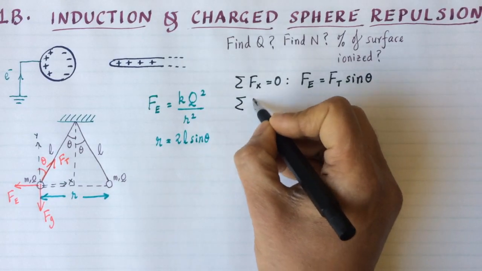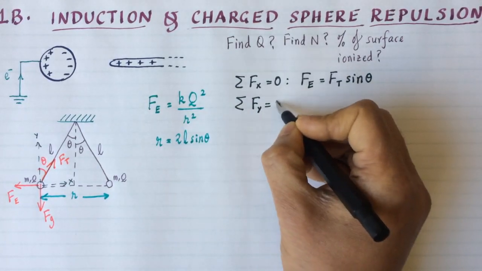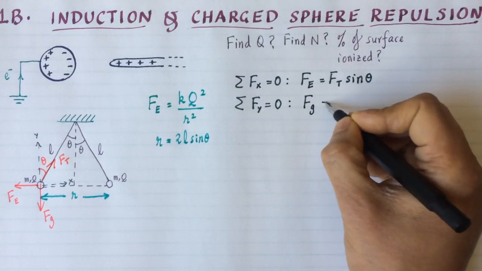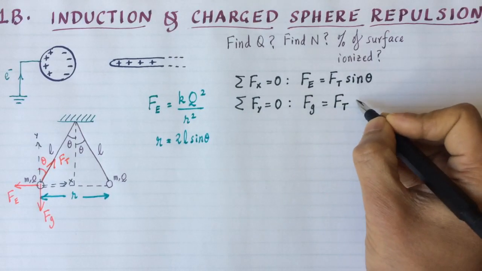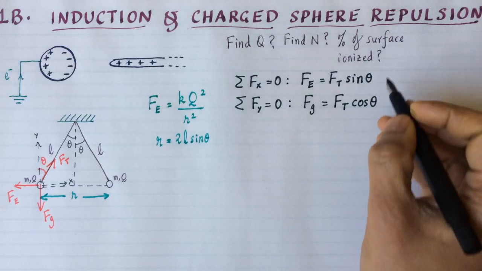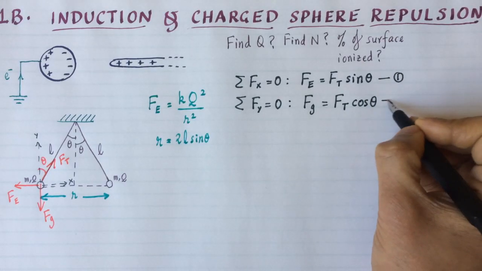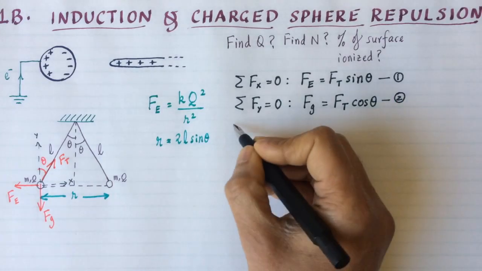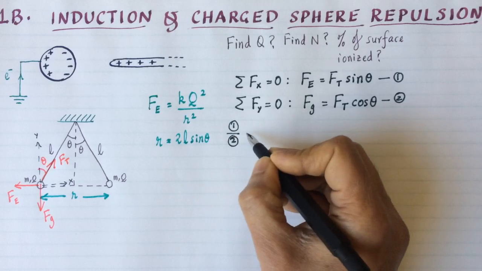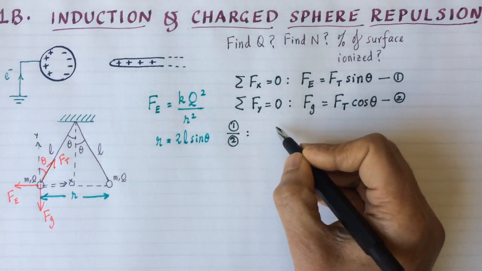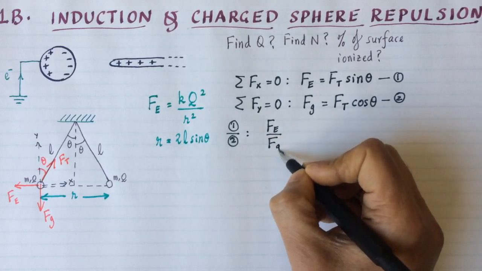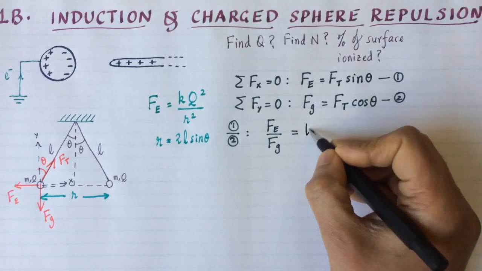In the y direction, for equilibrium, I'll have Fg equals Ft cosine theta. Let me call this equation 1 and that equation 2. What I wish to do is solve for the charge. I don't require tension, so I'll divide 1 by 2. So I get Fe over Fg is equal to tan theta.